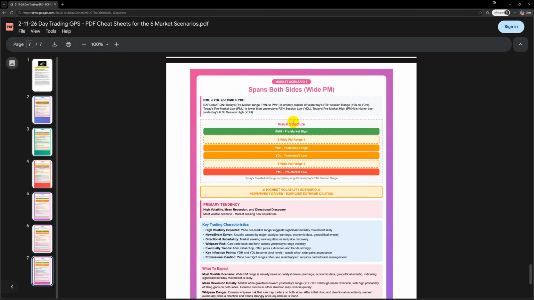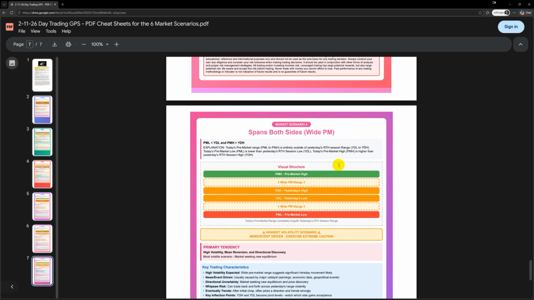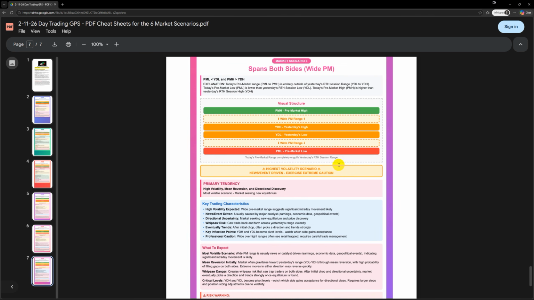Finally, market scenario 6. This is the most volatile of all of the market scenarios. Some people prefer just to trade market scenario 6 because of the volatility. So some people just make a very good living off of trading market scenario 6 only. They only look for symbols in which that happens to be the case. It doesn't happen that often, but when it does happen, typically you're having very wide range days in which there's a lot of opportunity for day trading.